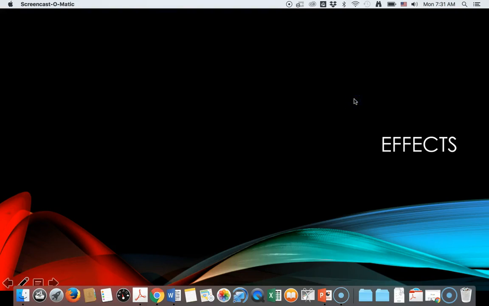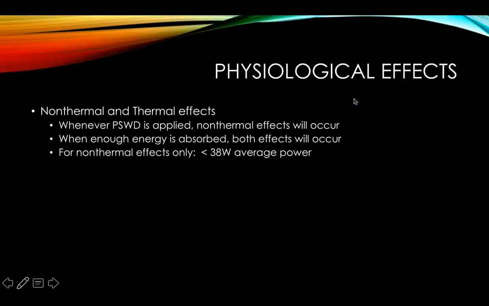Okay, so now on to what diathermy does in the body. So now that we know that it produces these electromagnetic waves, the eddy currents and the dipole movement cause friction. That's going to cause our heating and our non-thermal effects as well. So again, similar to ultrasound, we get both non-thermal and thermal effects.